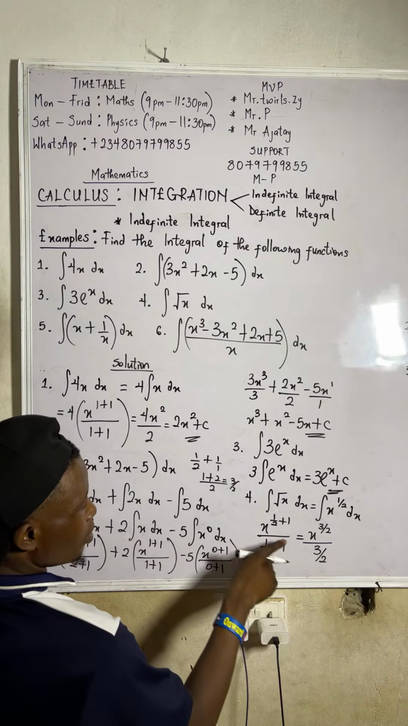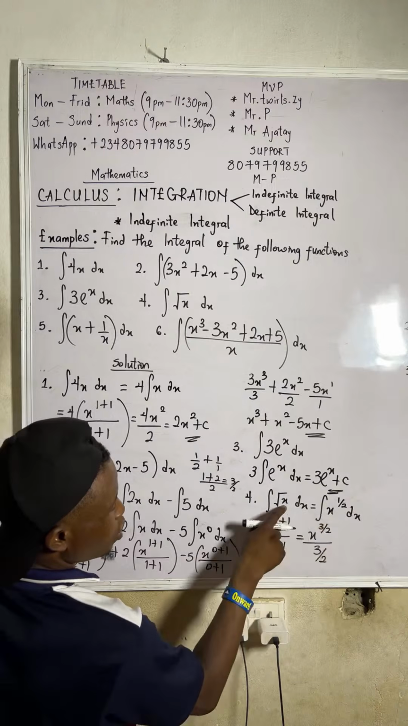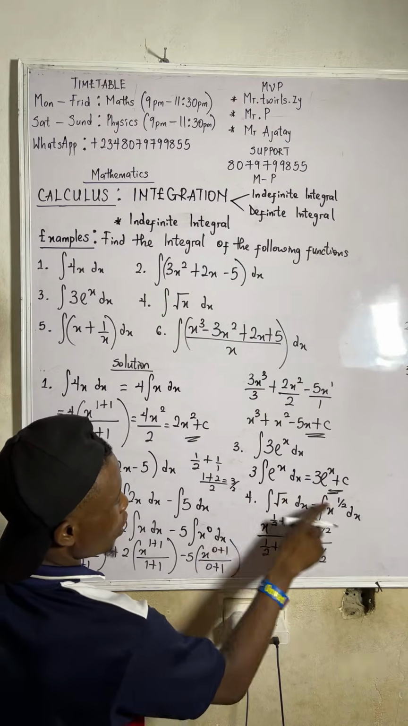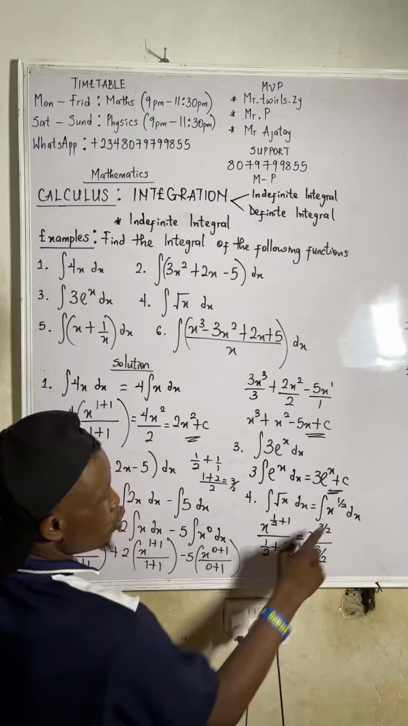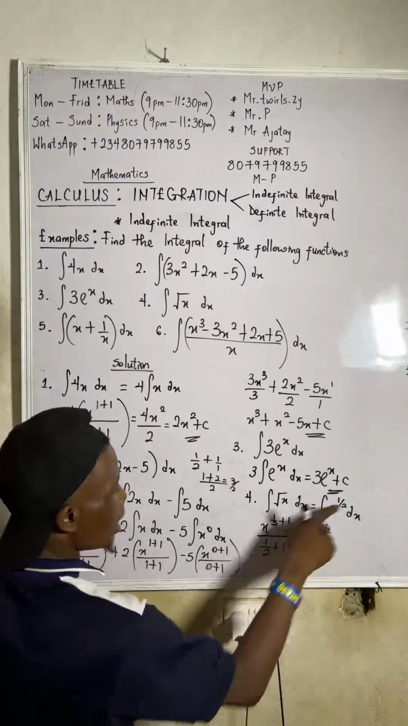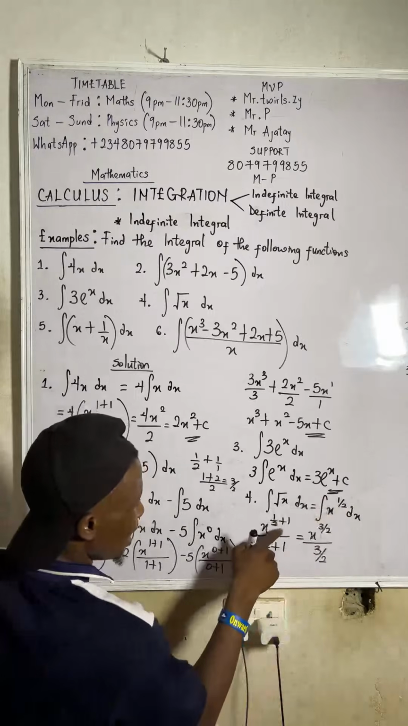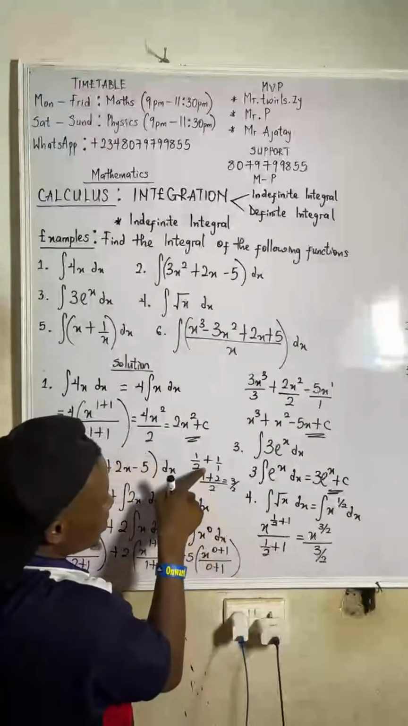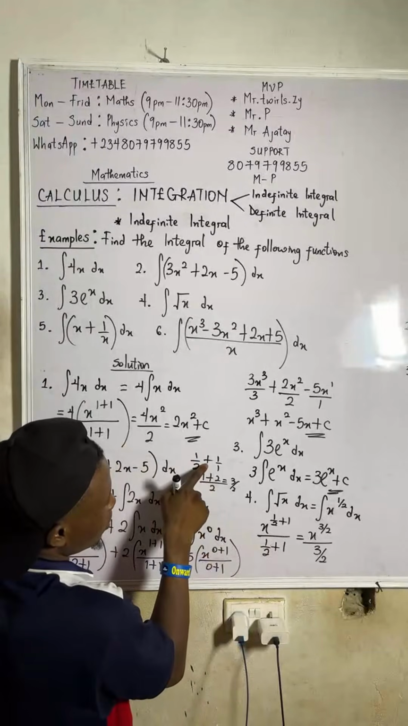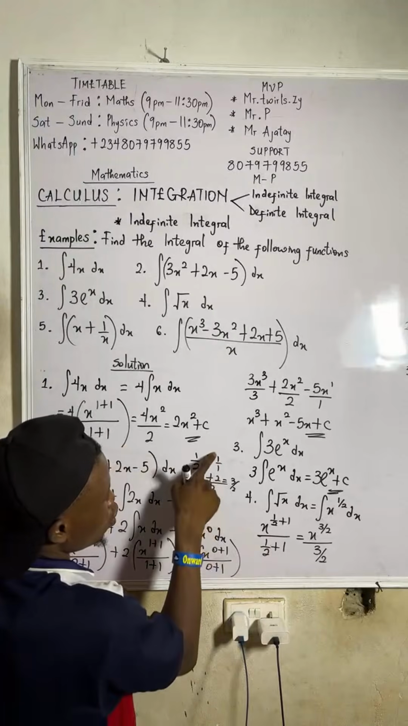Alright. When you change square root of x, you change it to x to the power of 1 over 2. That's another way of writing square root. So what do you just do? When you want to integrate, just add 1 to the power, plus 1 over that same power. So when you do the LCM, it is 2. 2 into 2 is 1, 1 times 1 is 1. Then plus 1 into 2 is 2, 2 times 1 is 2.